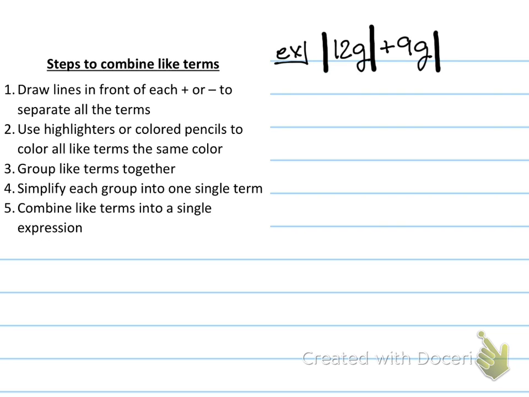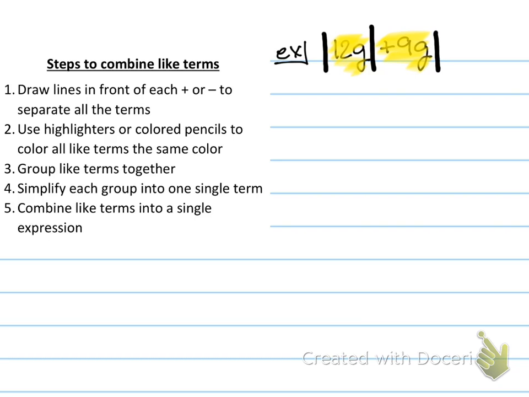Okay, so I've split everything up. And as you can see, I included the plus sign with my 9G right there. All right, now I'm going to take a highlighter. I'm going to go with yellow first. And I'm just going to color like terms the same color. I will always recommend starting with the first term. So we have 12G here. And then I look at the second term, and this one also has a G. So I can color it the same color.